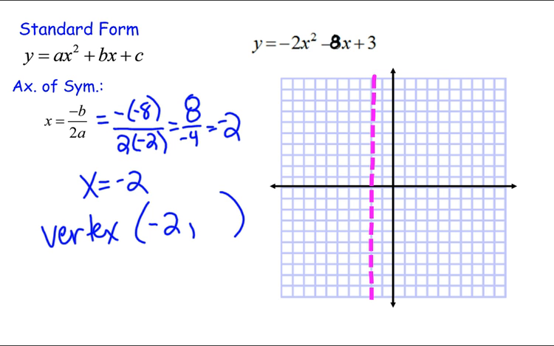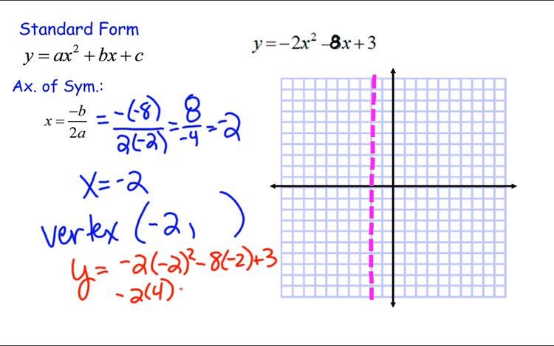So I just have to go back to my original equation and calculate what y would be when x equals negative 2. So y would equal negative 2 times x squared, so negative 2 times negative 2 squared, minus 8 times x, 8 times negative 2, and then plus the 3. Okay, so here we really have negative 2 times 4, and here we have plus 16 plus 3.